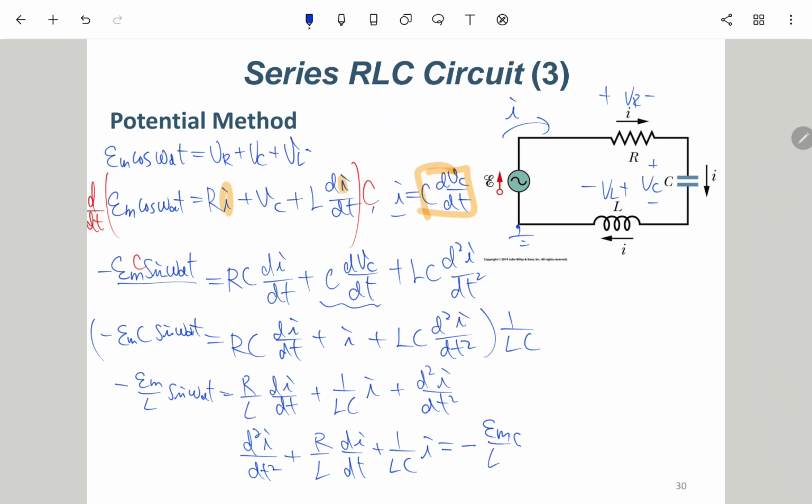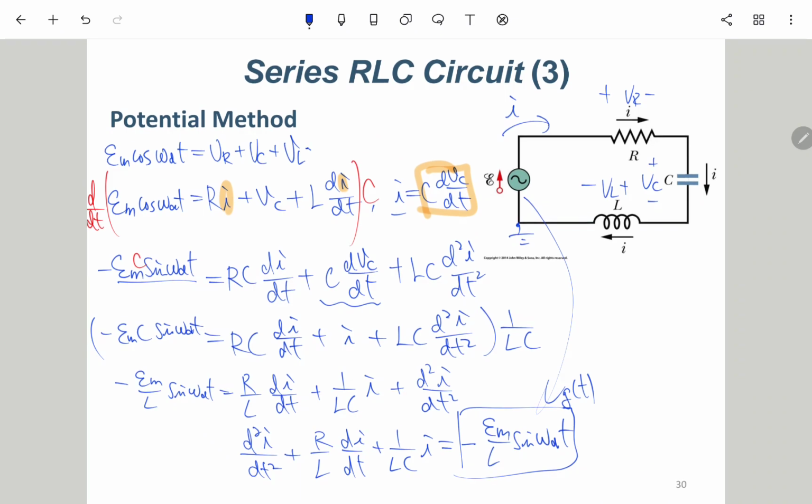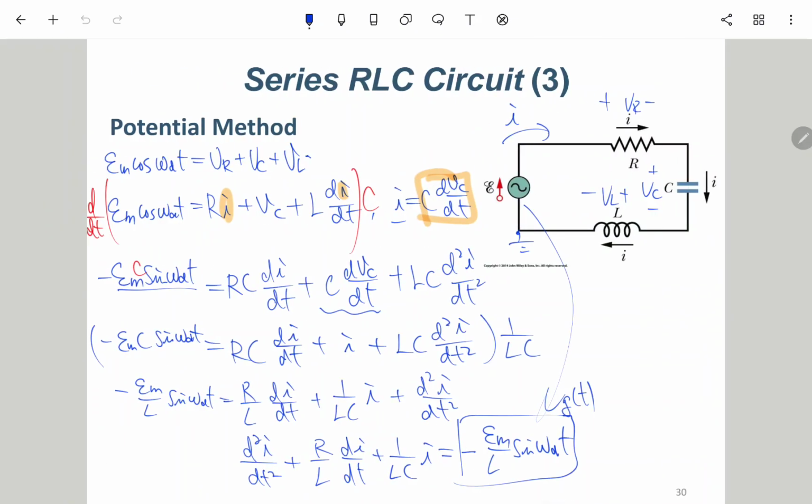Minus EM over L sine of omega dt. Okay, so here we have this. This source corresponds to this one. We can consider this to be a G of t. Actually, if we would like to solve for the complete solution using the original method, it will be very, very tedious. I don't think I will try to complete the whole procedure, but if you have interest, you can try by yourself.